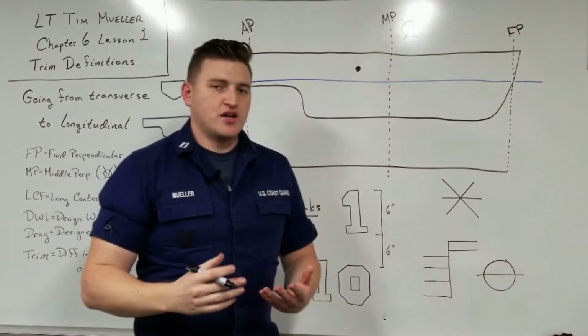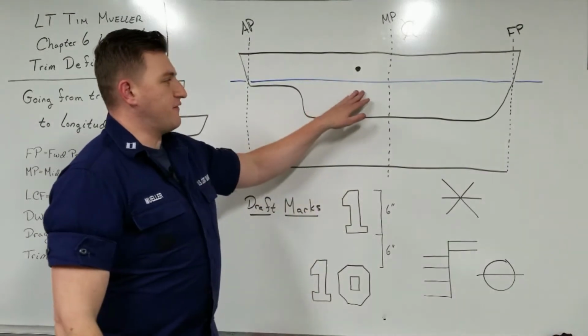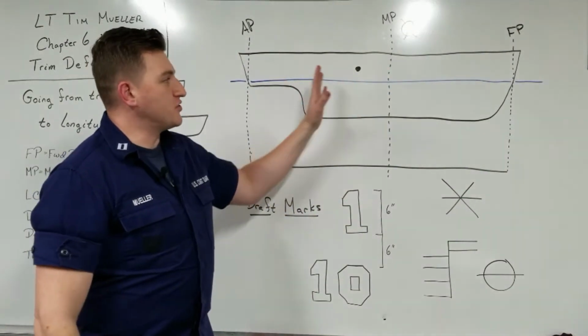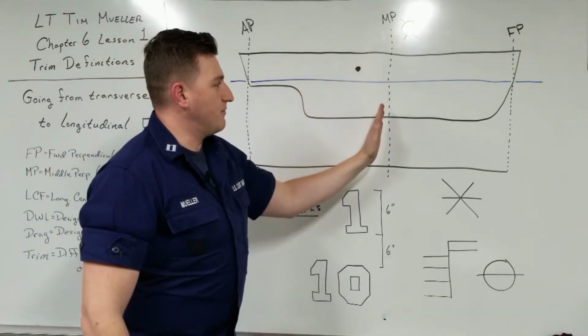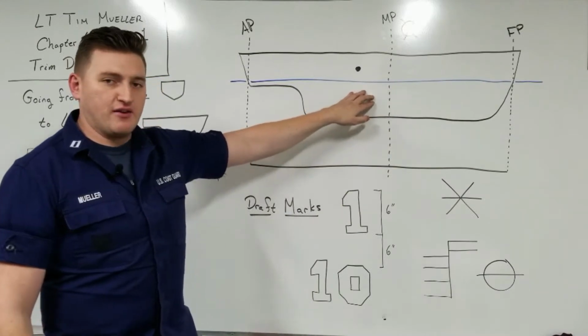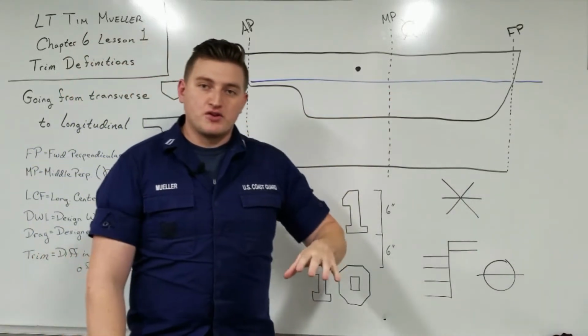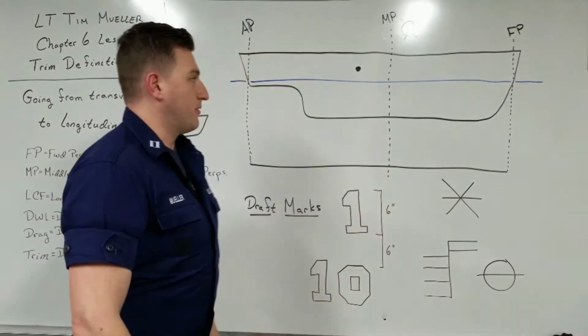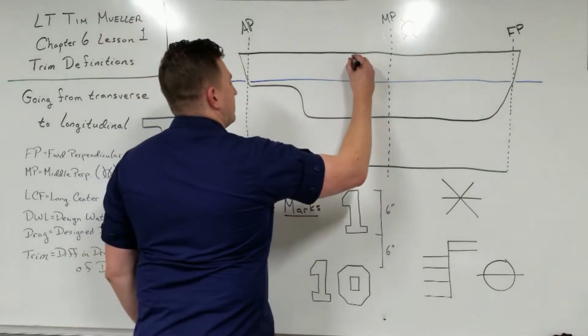For monohull ships like this, the LCF is typically aft of the middle perpendicular. For some special hull shapes, it'll be either at the middle perpendicular or forward of the perpendicular. But for everything that we deal with here in DCASE, surface warfare ships typically have an LCF aft of the middle perpendicular. So here is the LCF.